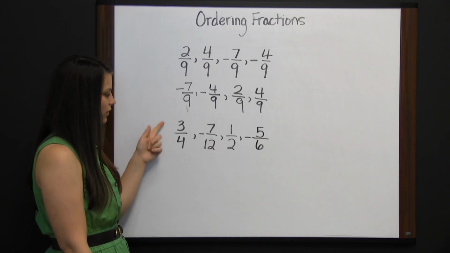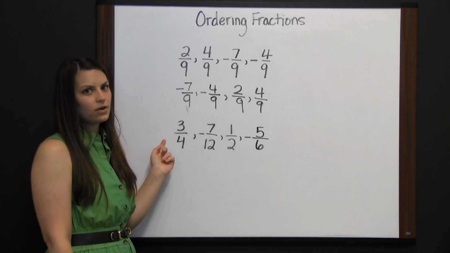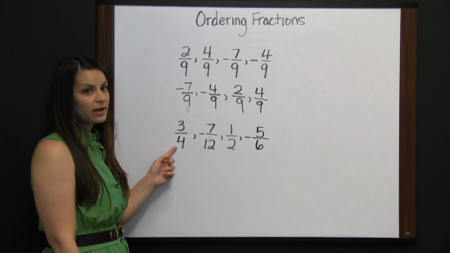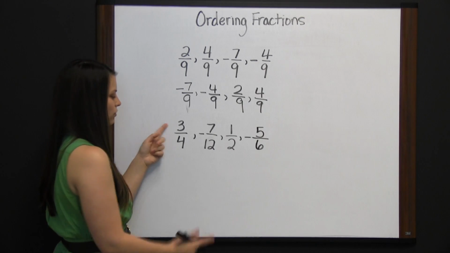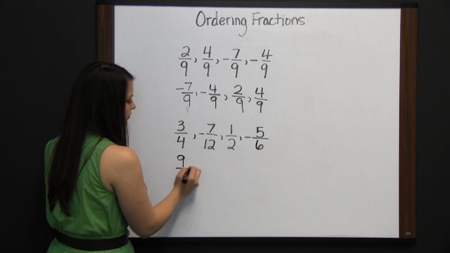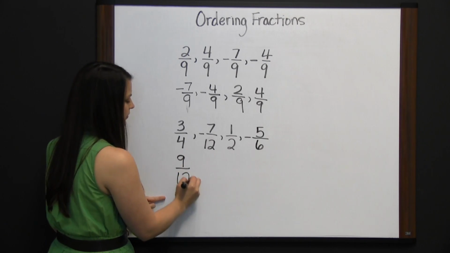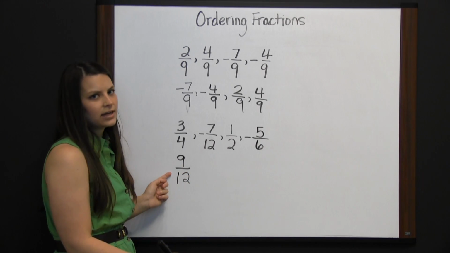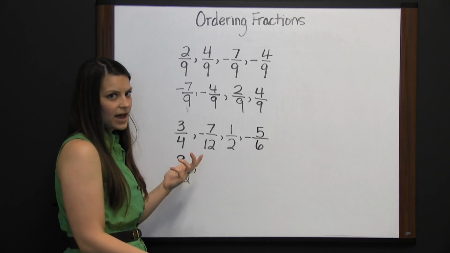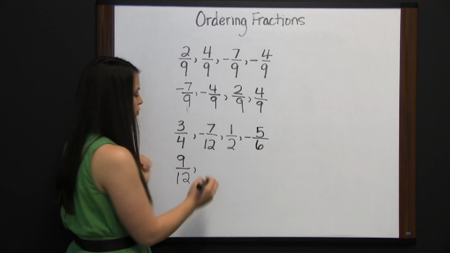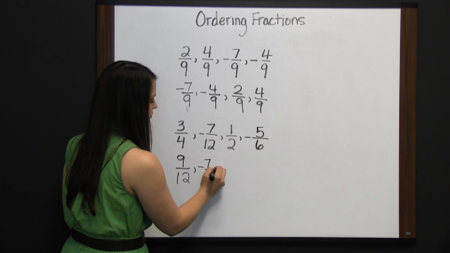3/4. To convert 3/4 to something over 12, we'd need to multiply 4 times 3. So we'll do the same to our numerator. 3 times 3 is 9, and 4 times 3 is 12. So 3/4 is 9/12. -7/12 already has our least common denominator of 12, so we're going to leave it alone.